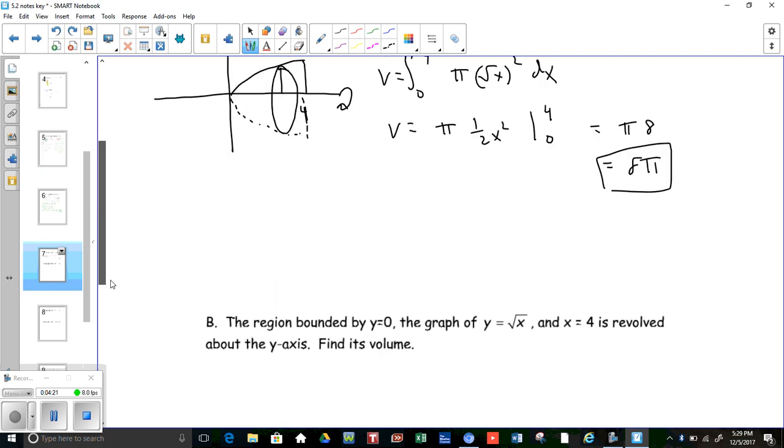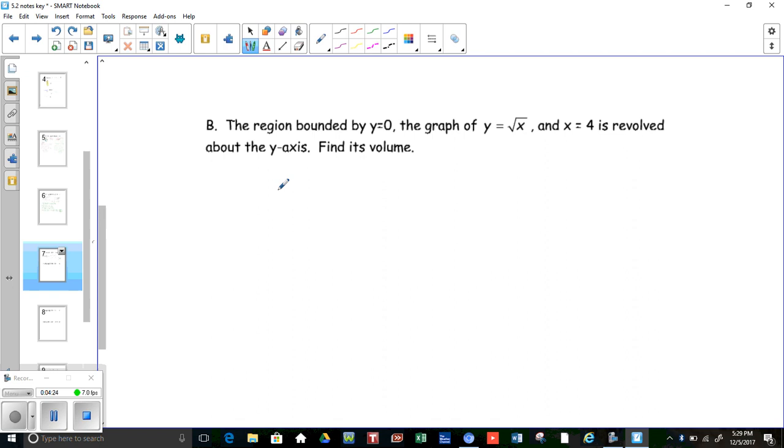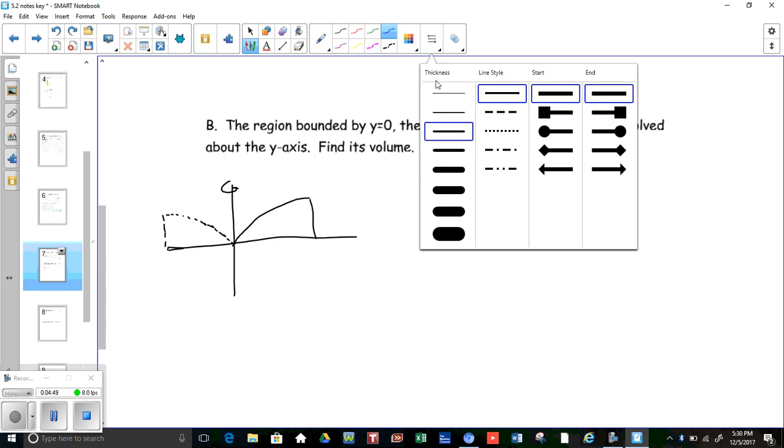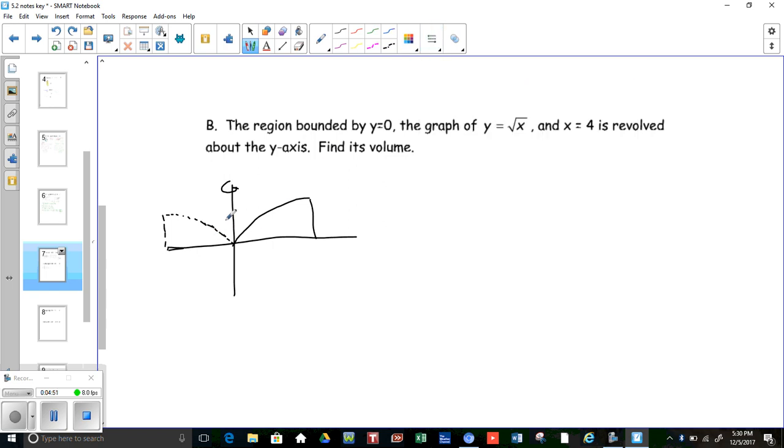So now if we take exactly the same thing, same exact region, 0 to 4, but now we're going to revolve this thing around the y-axis. So now it's going to go around here. So it's going to look something like this. Again, it should be symmetric. And now I am going to have, in this case, I'm going to have washers.